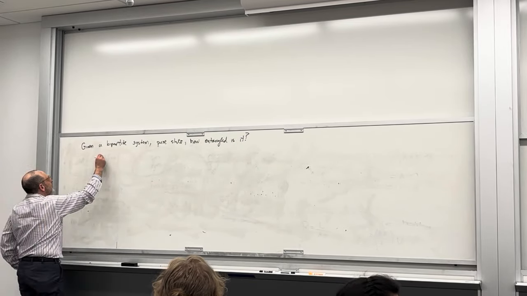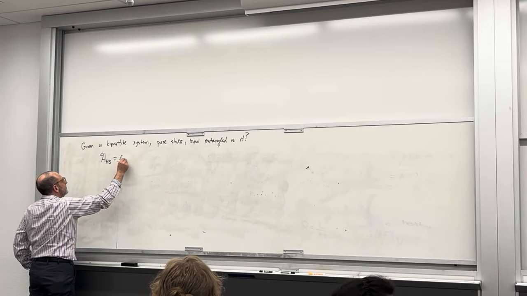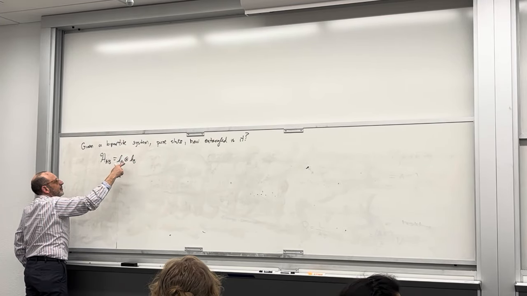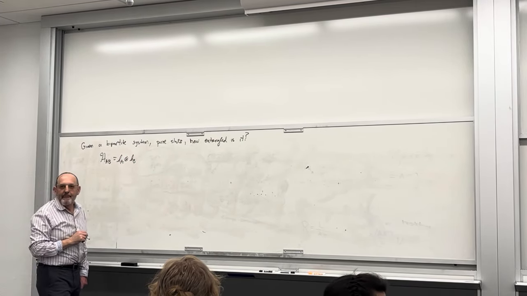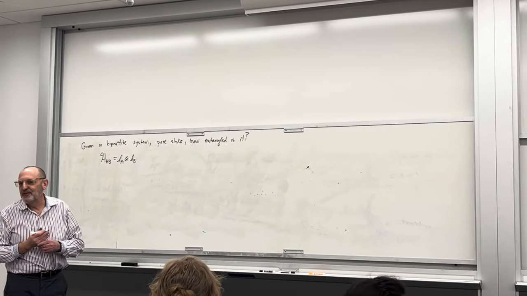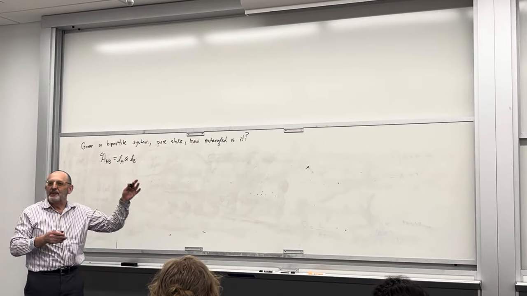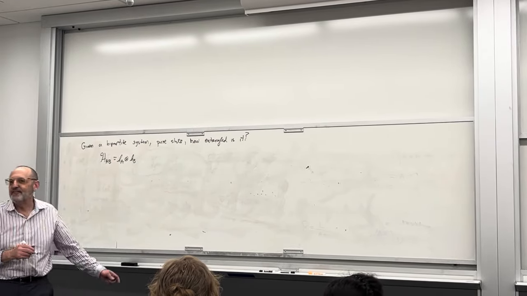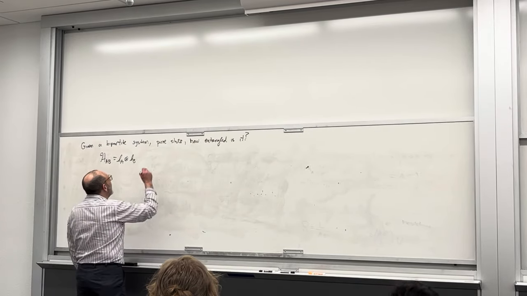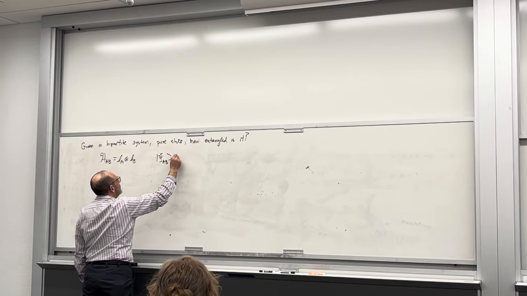So I have a tensor product space, two subsystems, dimension D sub A, dimension D sub B. They could both be infinity. They could both be dimension 2. One could be dimension 2, the other infinity. One could be dimension 5, the other dimension 7. It doesn't matter. And I have a pure state in this space.